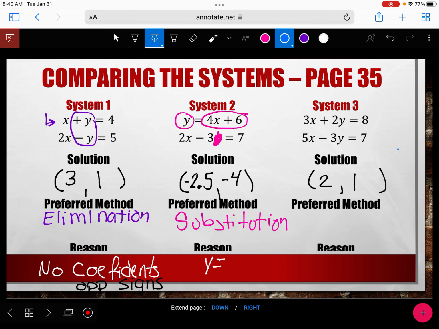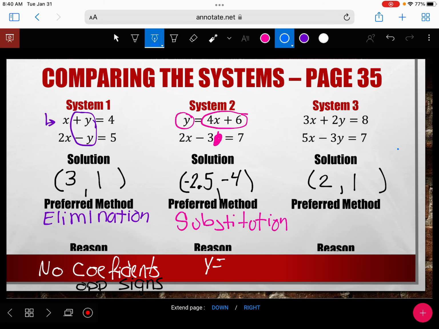I'd say group C probably had the worst option on this one. Doing this with substitution, because we have to solve to get to an x equals or a y equals, then substitute it in, and we're going to have fractions out the wazoo. So doing this one with substitution is probably the worst.